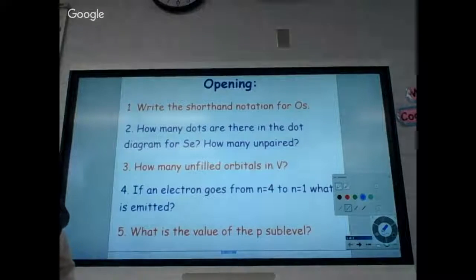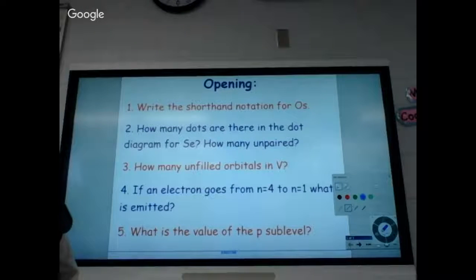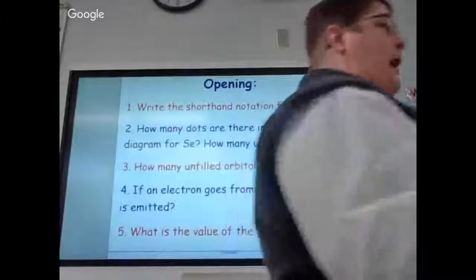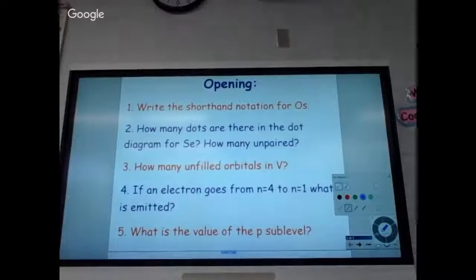If an electron goes from 4 to 1, what is emitted? What kind of energy? I need something a little more specific. UV light. Now, the only right answer there would be UV light. So, if you look at your blue Bohr model, this one does not show a color. If I asked you what color, you can't give me a color here because it's not in the color range.